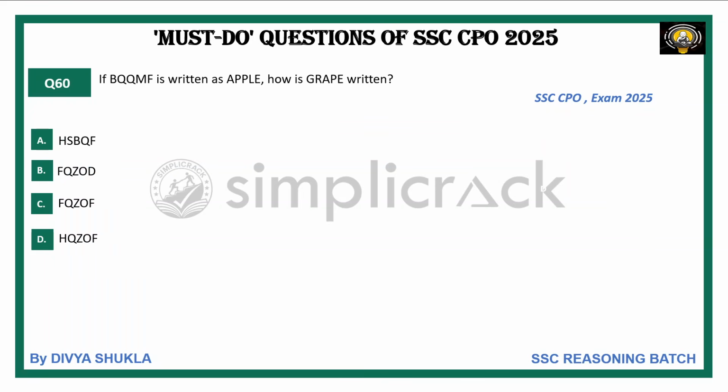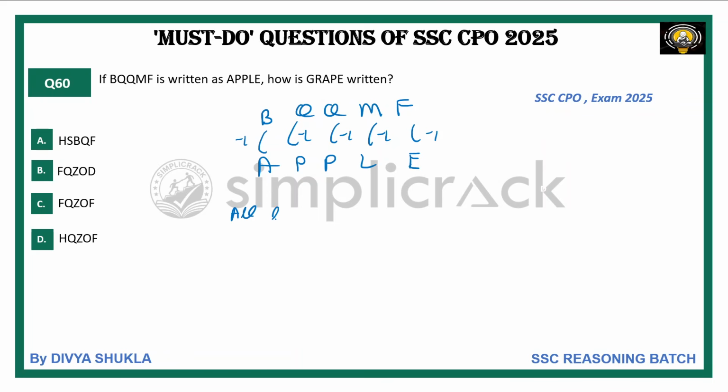If BQQMF is written as apple, okay, so I am having BQQMF and this is written as apple. So what is the logic? You can see -1, -1, -1, -1 and -1. So all of these letters are shifted back one place.